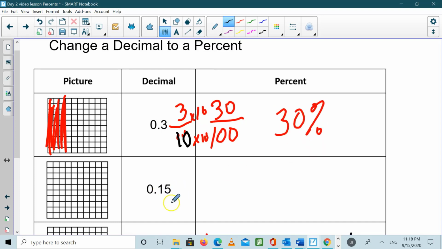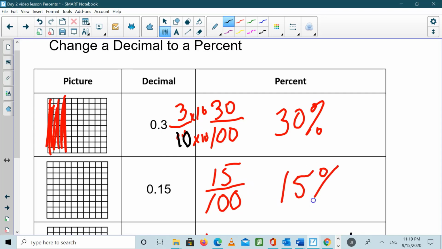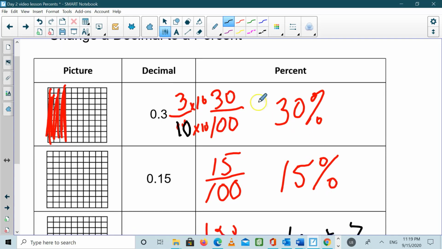What about the next one? Read this decimal. 15 hundredths. That one's going to be nice. That's already hundredths, right? What does percent mean? Out of 100. I really don't have to do anything because that is 15%, because percent and out of 100 mean the same thing. How are we doing so far?